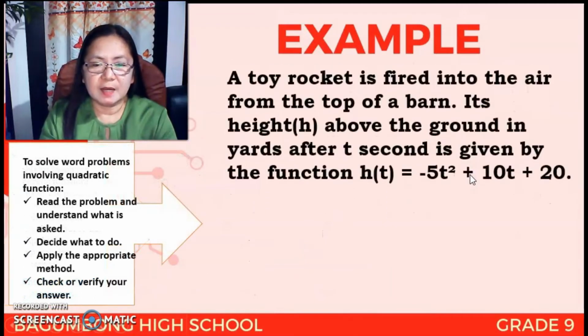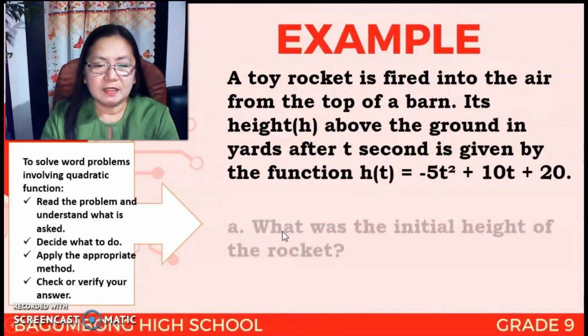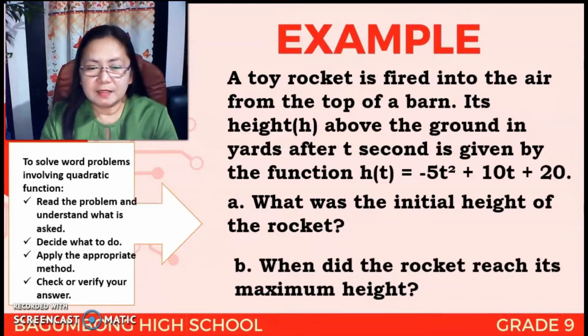Okay, second and last example. A toy rocket is fired into the air from the top of a barn. Its height h above the ground in yards after t seconds is given by the function h of t is equal to negative 5t squared plus 10t plus 20. So the same procedure: read the problem and understand what is asked. Question: what was the initial height of the rocket? And when did the rocket reach its maximum height?